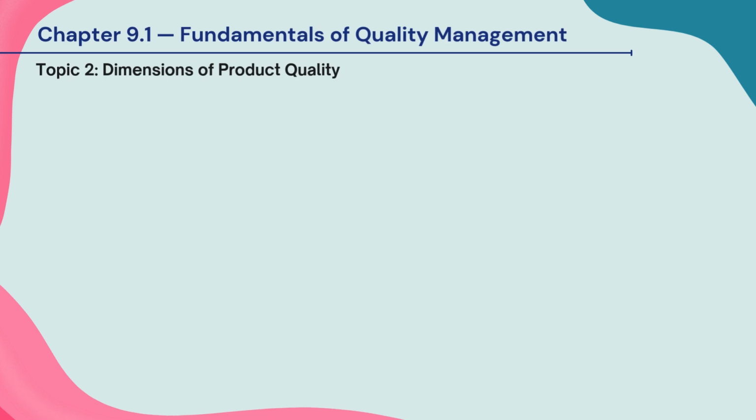This slide explains the 8 key dimensions of product quality. Each dimension reflects a different way customers judge quality. Performance is how well the product works, reliability is how consistently it performs, and conformance is how closely it meets specifications. Durability shows product life, serviceability is ease of repair, and aesthetics covers look and feel. Perceived quality depends on brand reputation. Together, these help companies design and measure quality effectively.